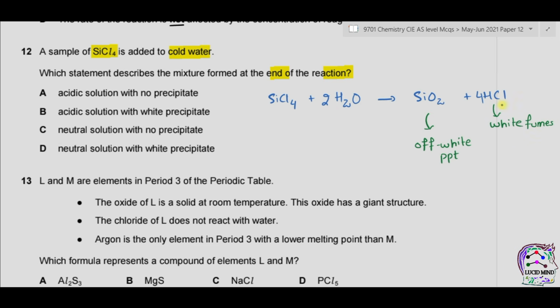These white fumes of HCl can dissolve in water to form an acidic solution. Part A, acidic solution with no precipitate. This is incorrect because SiO2 is an off-white precipitate. Part B, acidic solution with white precipitate. C, neutral solution. D, neutral solution. Part B is therefore correct.